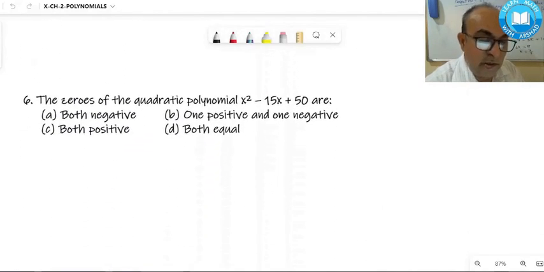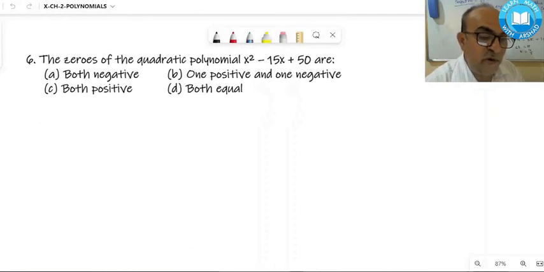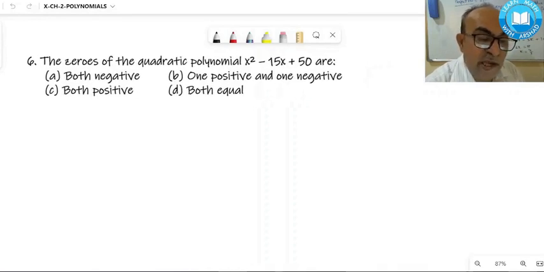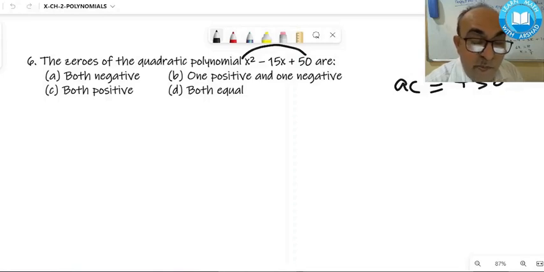Now the next question. The zeros of a quadratic polynomial x square minus 15x plus 50 are: both positive, both negative, one positive one negative. See, here the product of a and c is positive, c is plus 50. If you multiply these two, that is equal to plus 50. And the middle term is negative. So it means you have to find two numbers, both numbers should be negative, negative into negative equal to positive.